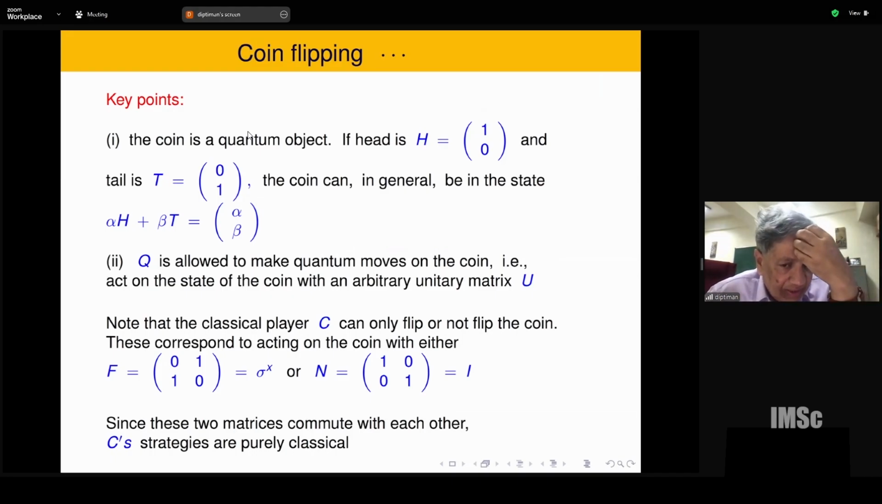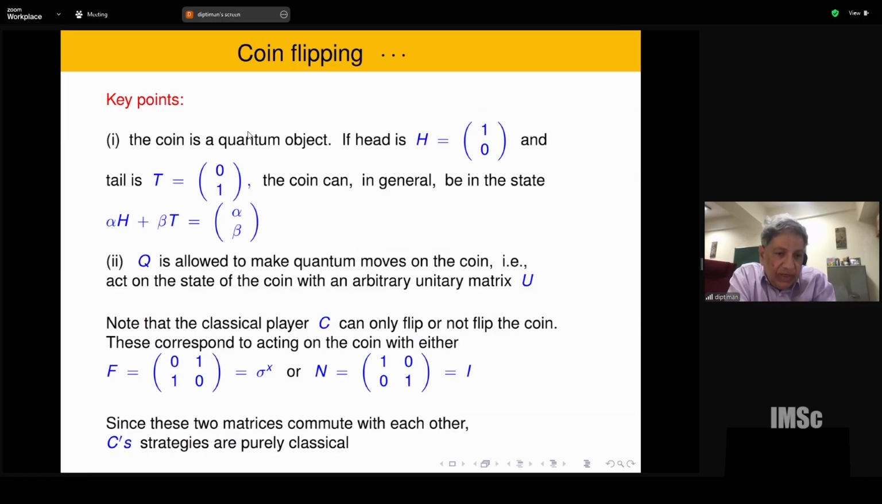On the other hand, the classical player can only flip or not flip the coin. These correspond to acting on the coin with either a matrix F, which is (0, 1; 1, 0), which is actually one of the Pauli matrices, sigma x, or N, which is (1, 0; 0, 1), the identity matrix.